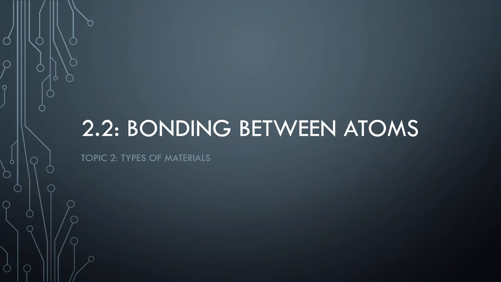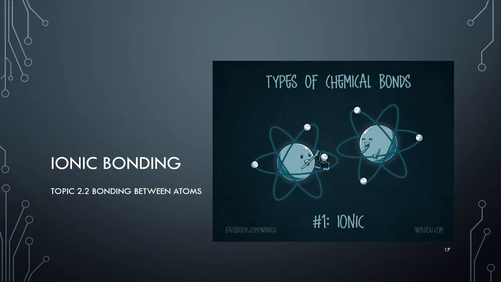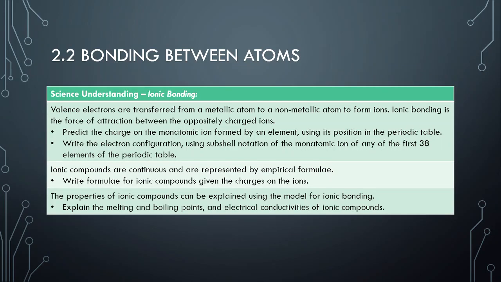Hello everyone, welcome to the third video of 2.2 bonding between atoms. We'll be covering ionic bonding property and also the structure that causes the properties. Slide wise, we are looking at slide 17 onwards, and we'll be looking at first and third box in this table. So firstly, valence electrons are transferred from a metallic atom to a non-metallic atom to form ions.